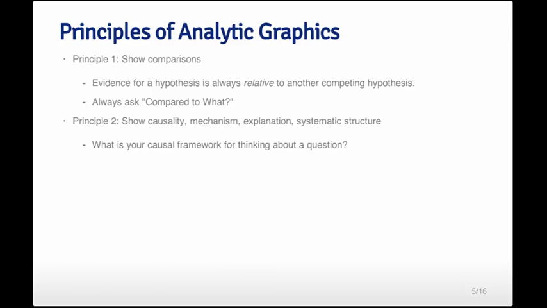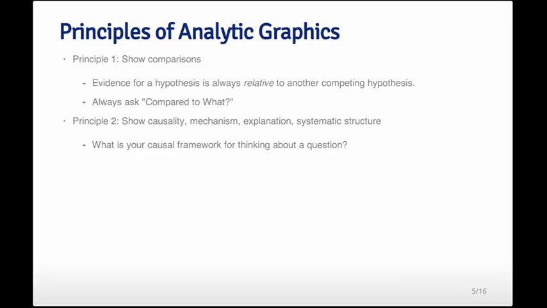The second basic principle is to show causality or mechanism, or to make an explanation and show what's going on, show some systematic structure. So, I mean, the use of the word causality here is not supposed to be formal, but rather it's just to show what you believe, how you believe the world works, right? So you need to be able to show how you believe the system is operating, so to speak. And so what's the causal framework for thinking about the question that you're interested in?